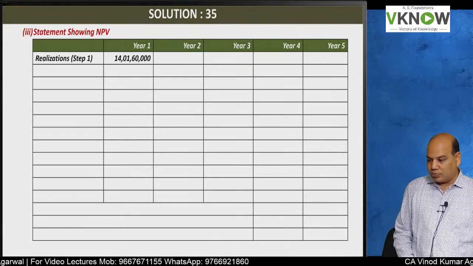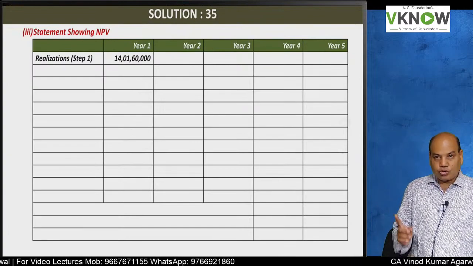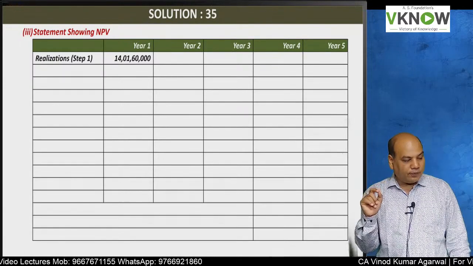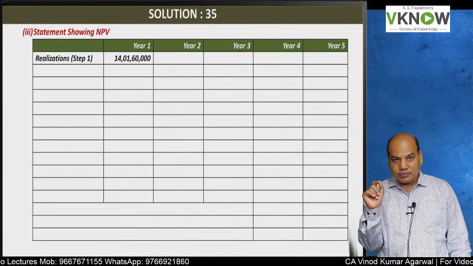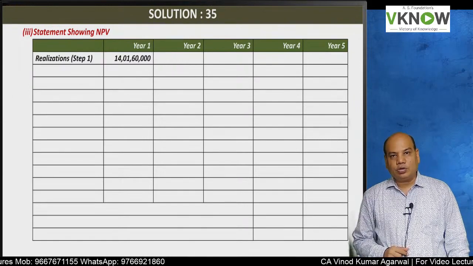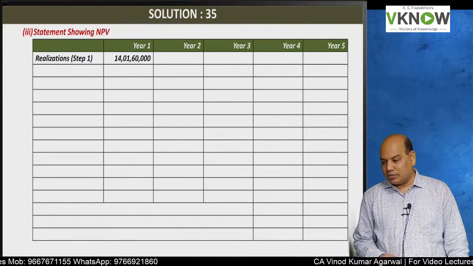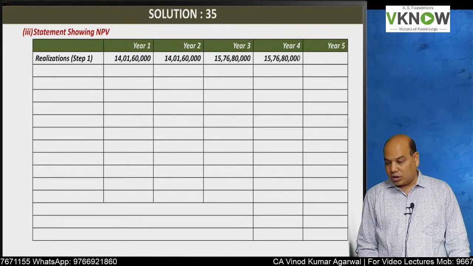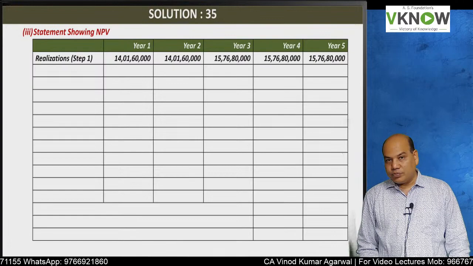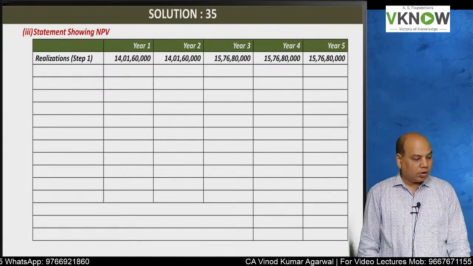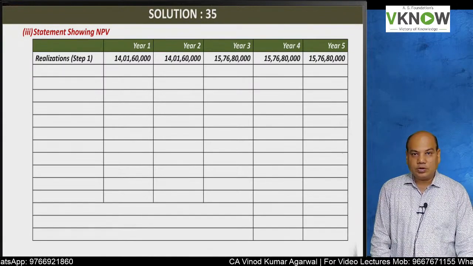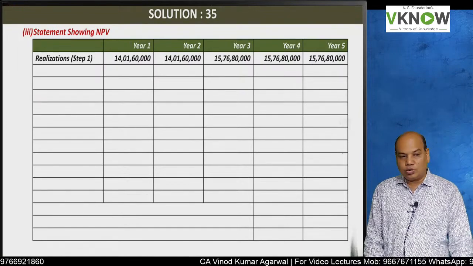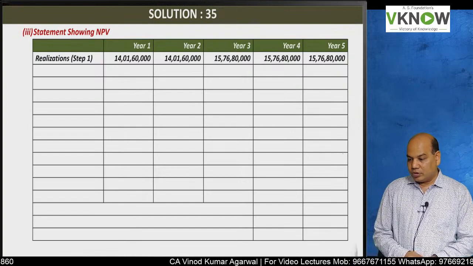Where will you go? Step 1. Go to step 1, revenue working note, and copy from there the last line. You will find 14 crore 1 lakh 60,000 in the first and second year, and in the third, fourth and fifth year, your expected revenue is 15 crore 76 lakh 80,000. Is that right?